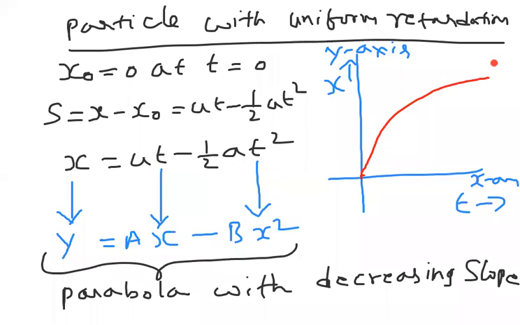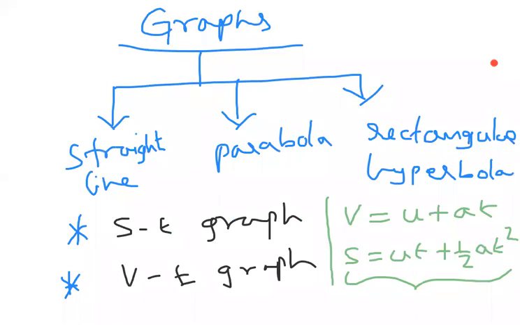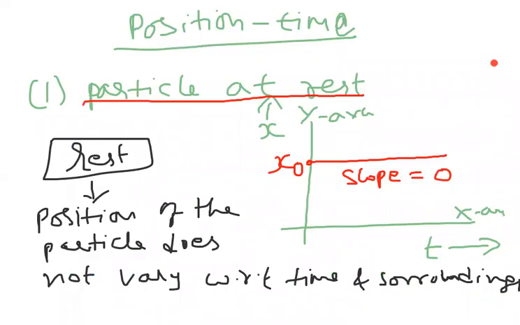In today's class, we discuss the position time graphs. First, the position time graph, particle at rest. Particle at rest means we got a line drawn parallel to x-axis, indicating position is not changing with respect to time.